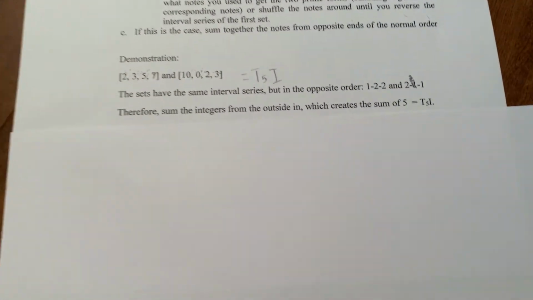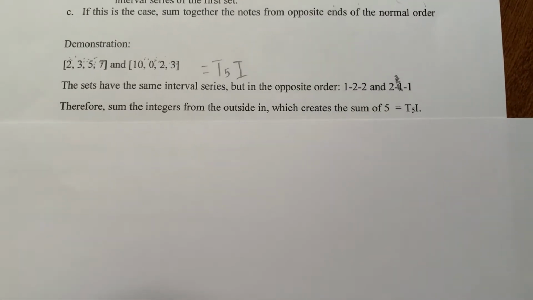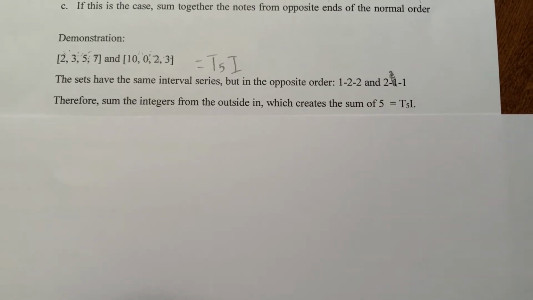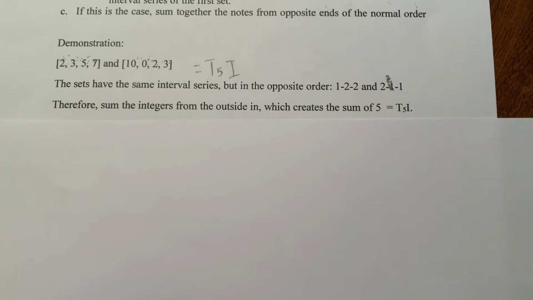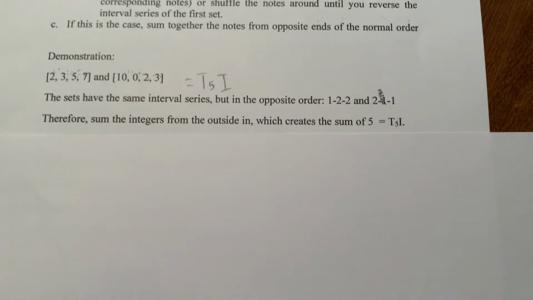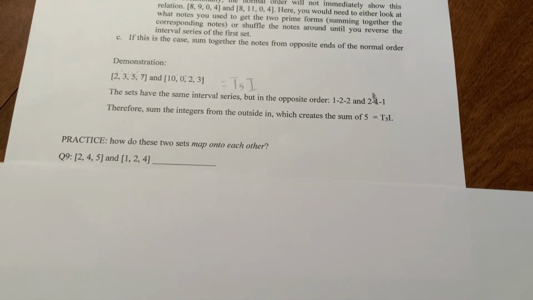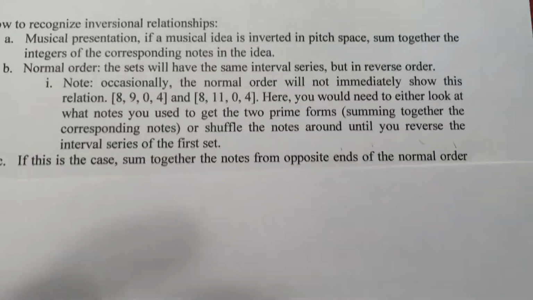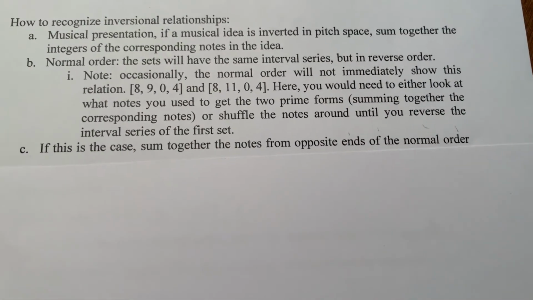All right. So in the case of figuring out the relationship between two inversionally related sets, you just sum the integers from outside in, and you should get the same answer for each one. That will be your answer then. Sorry, I wanted to mention that, unfortunately, it would be nice if that was always the case.